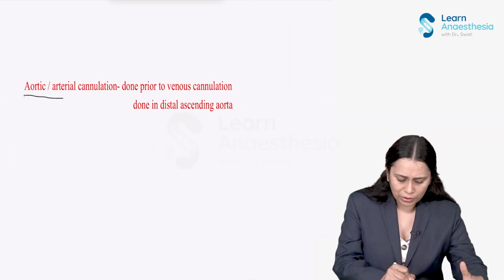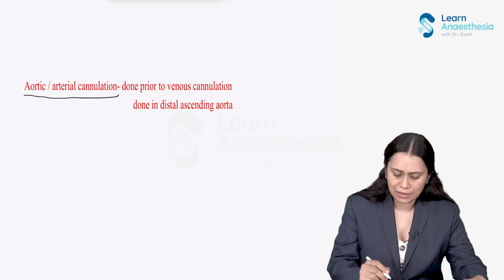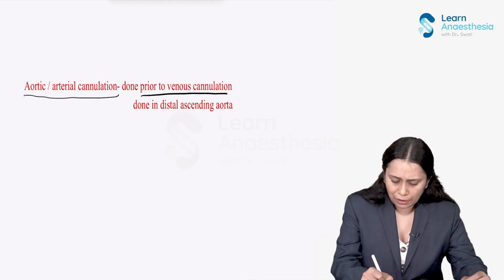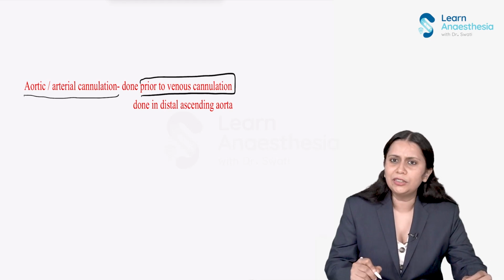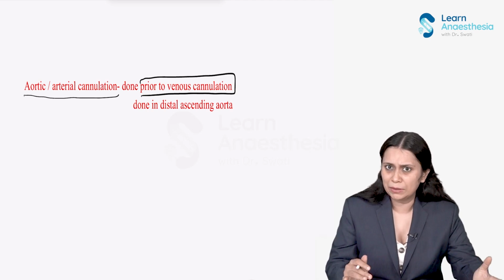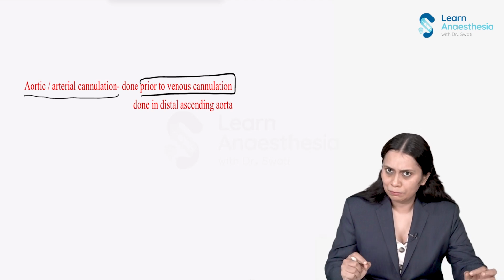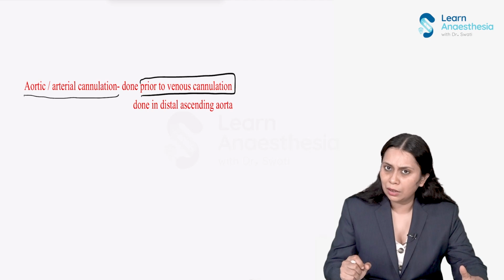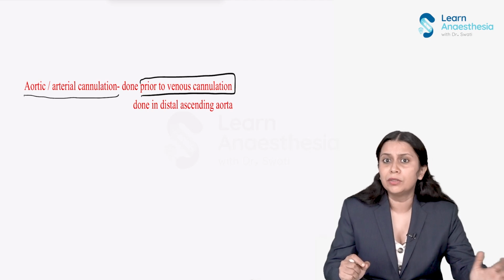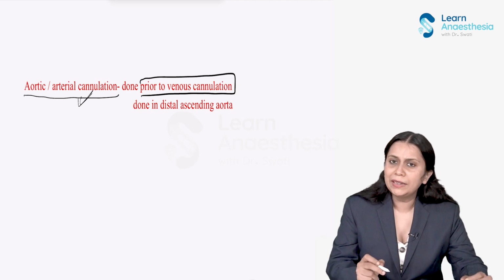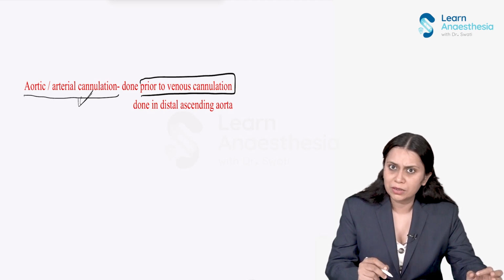So two important cannulas: aortic or arterial cannula. Now, aortic cannulation is always done prior to venous cannulation. Why do we need to do the aortic cannulation prior to venous cannulation? Because if blood loss happens during venous cannulation, it would be sucked by the pump and returned to the reservoir, once the aortic cannulation has been done. In that way, that blood will not be lost.